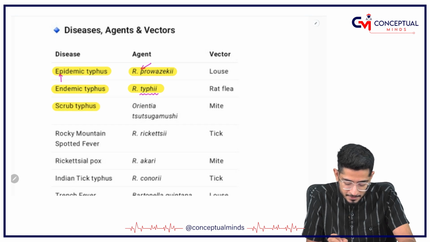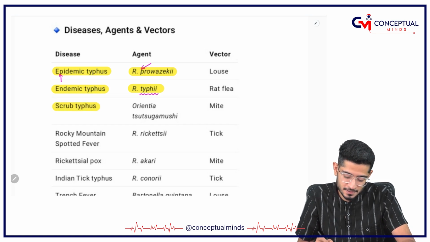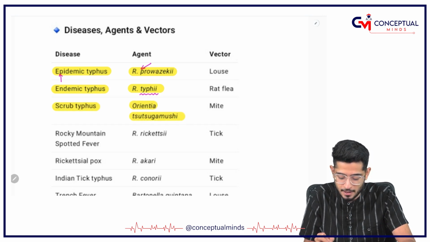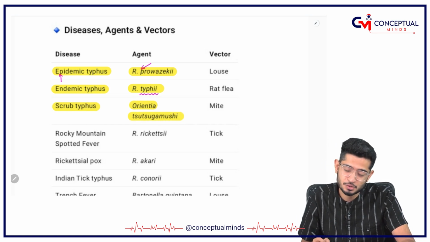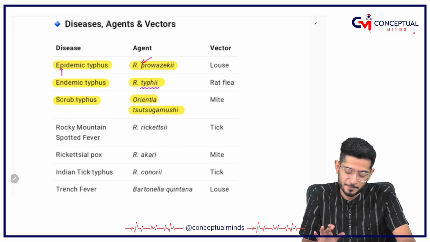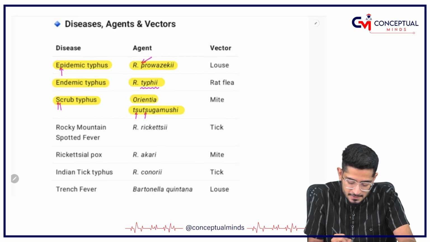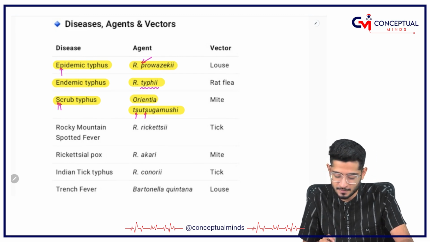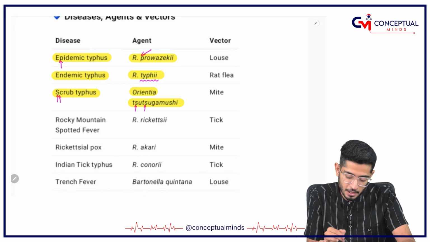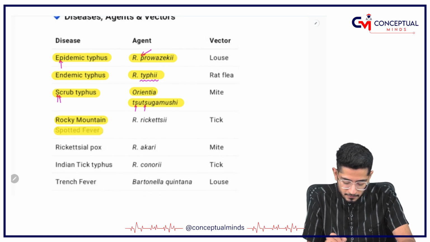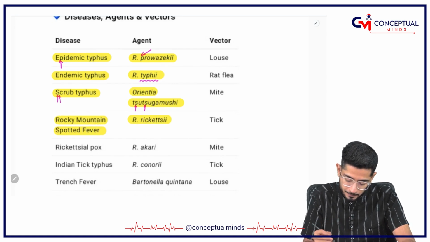Then comes scrub typhus, which is caused by Orientia tsutsugamushi. The scrub typhus is caused by Orientia tsutsugamushi. How to remember? Tsutsugamushi has two S, and scrub starts with S. Scrub typhus by Orientia tsutsugamushi. Rocky Mountain spotted fever by Rickettsia rickettsii.